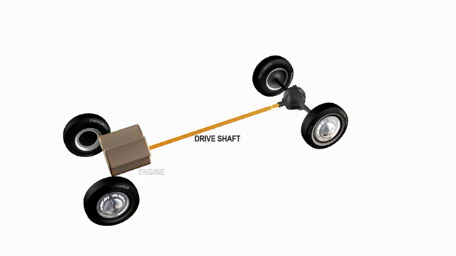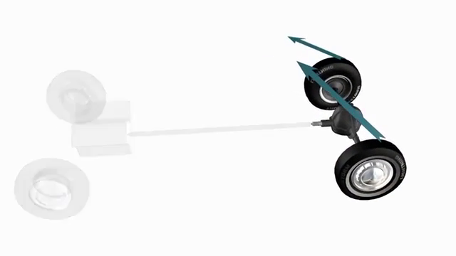Wheels receive power from the engine via a drive shaft. The main function of the differential is to allow these wheels to turn at different RPM while receiving power from the engine.